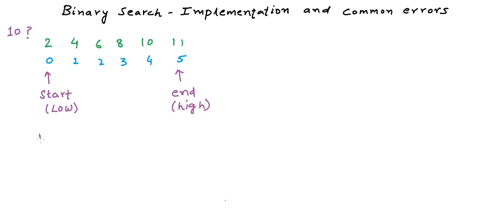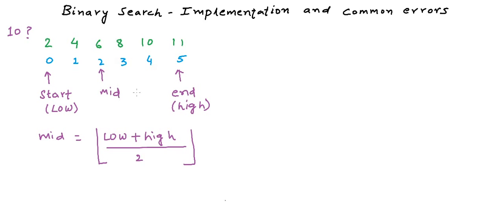Now we calculate the middle point using the equation middle is equal to (low plus high) upon 2, or (start plus end) upon 2, and we take only the integral part. So here (5 plus 0) upon 2 would be 2.5, and taking the integral part will give us index 2 as the middle index. So we are searching for number 10, and initially we are in a state where lower index is 0, higher index is 5, and so mid index is 2.